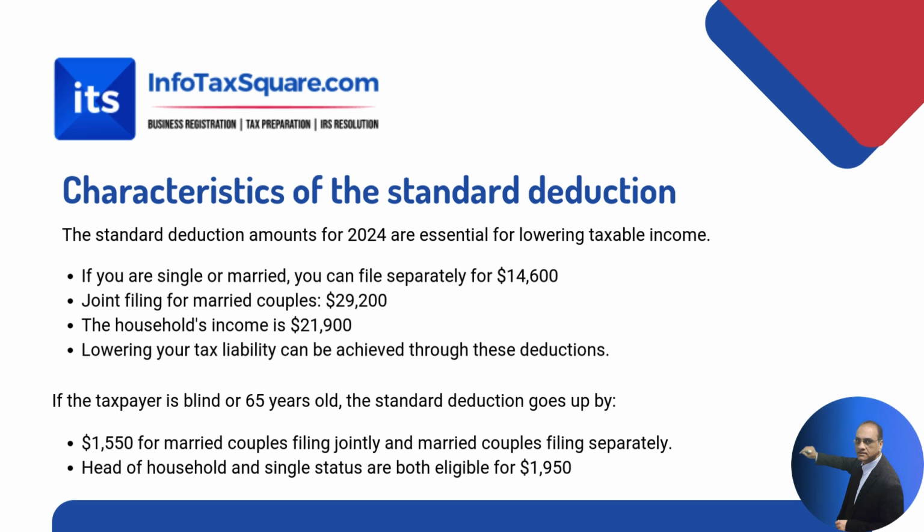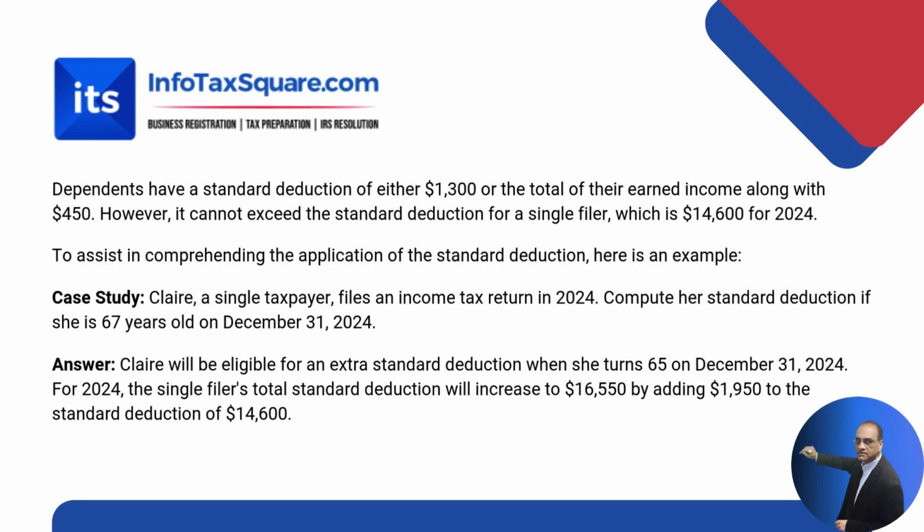If you are married and over 65, your standard deduction is $29,200, and in addition to $29,200, you will also have $1,550 for married couples filing jointly and married couples filing separately. Same as for the head of household. Head of household standard deductions are $21,900. If you are blind and over 65, you will have an additional deduction of $1,950. Again, these are all the deductions related to 2024.